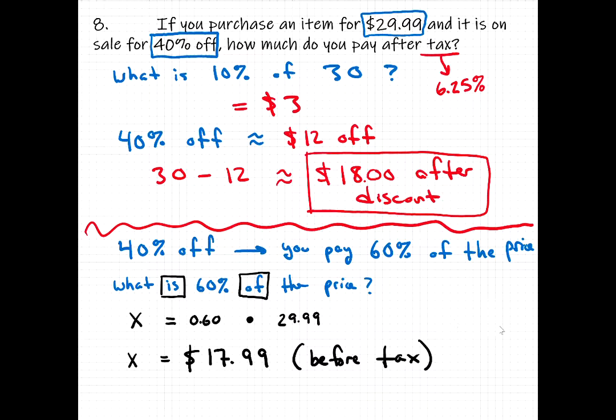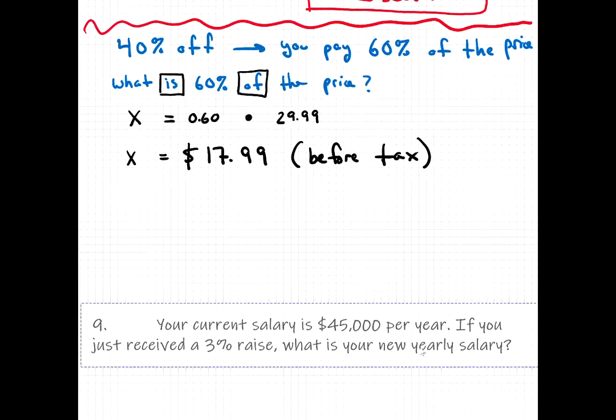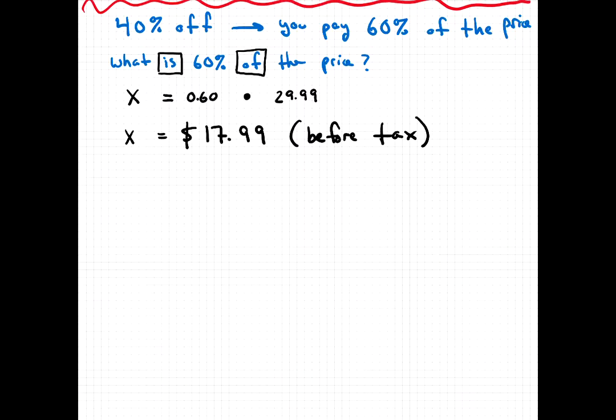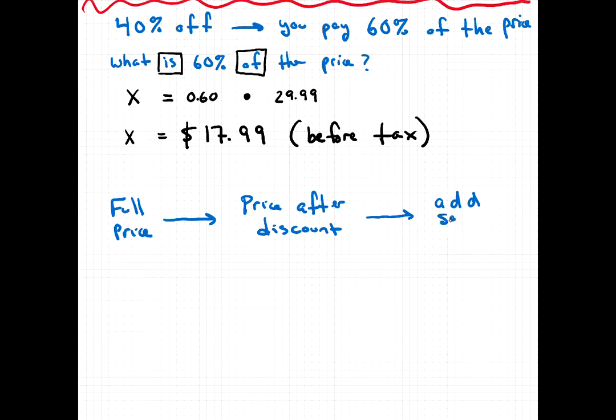So basically what we're doing, let me move this next problem down a little bit. What we're doing here is, let's look at how we're navigating through the problem. We're starting with the full price, and then we're going to the price after the discount, and then we have to add sales tax. So we started with the 29.99. That was the full price. Then we went to the price after the discount. That's the 17.99, and now we have to add the sales tax.